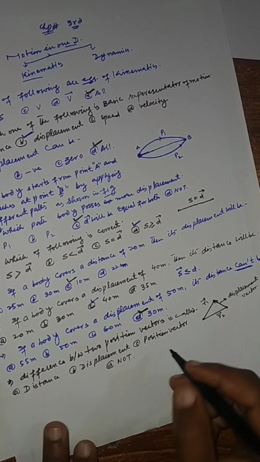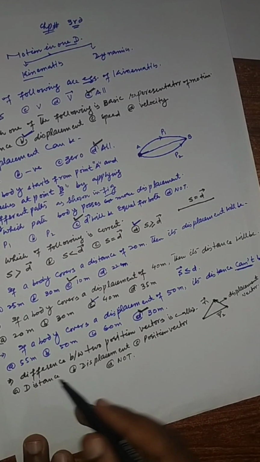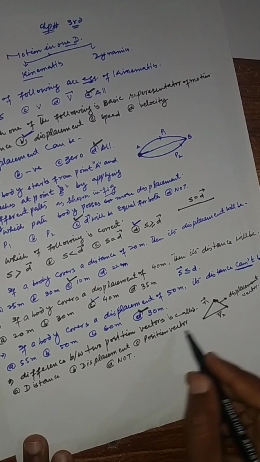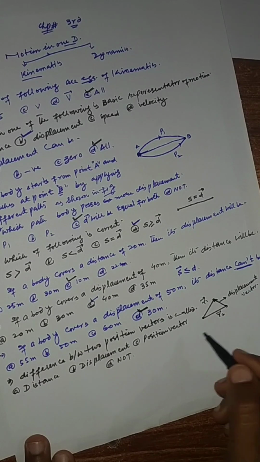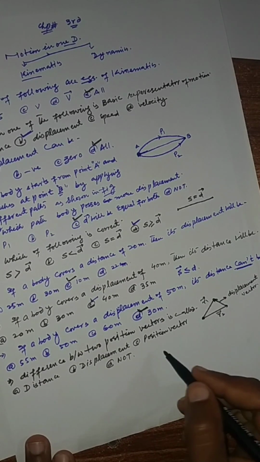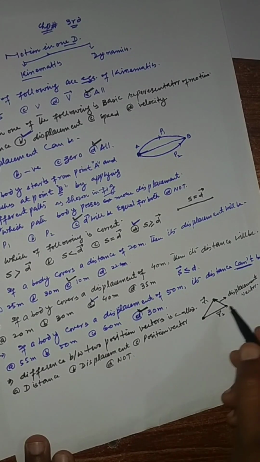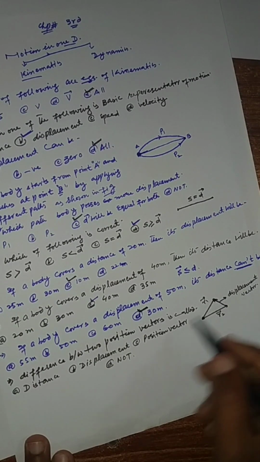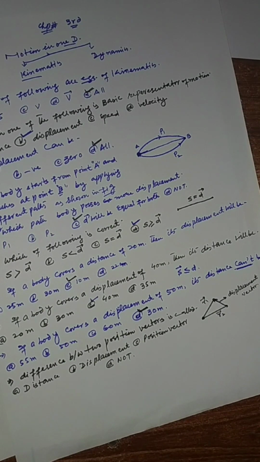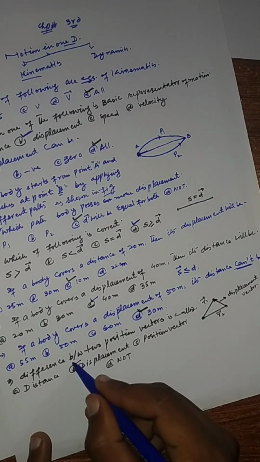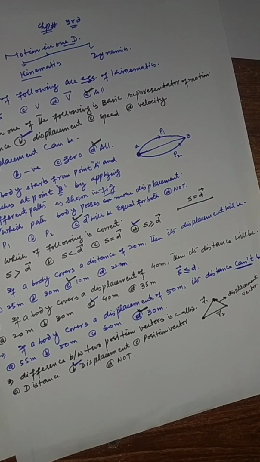Distance is a scalar, so it cannot be a position vector. This also cannot be a position vector, because a position vector is one whose tail lies on the origin. Okay, so this is the origin, so this will not be a position vector. The difference between two position vectors is called the displacement vector. So this is the correct answer, displacement vector.